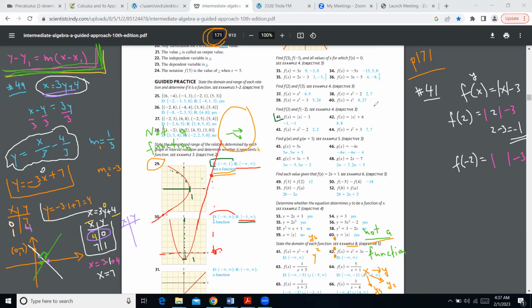So what if I use -2 now? So I put it inside the absolute value. Well, the absolute value of -2 is +2. So when I subtract 3 from it, it's actually negative number 1.